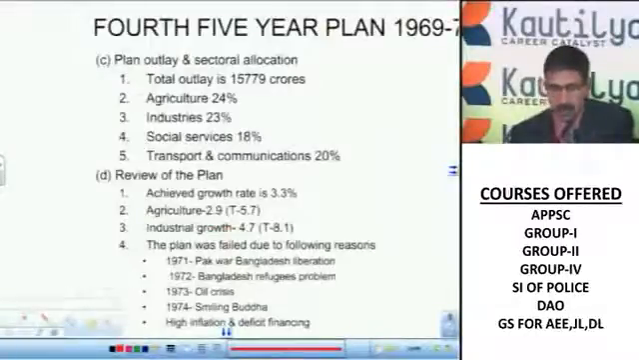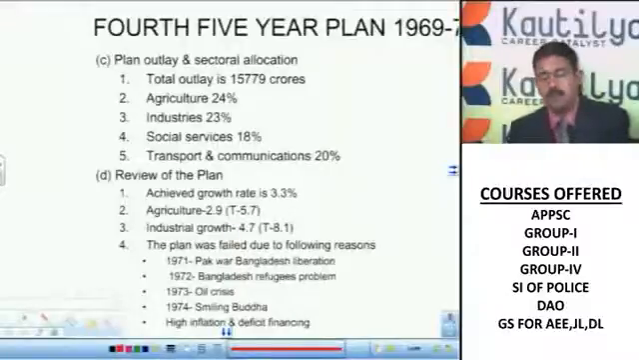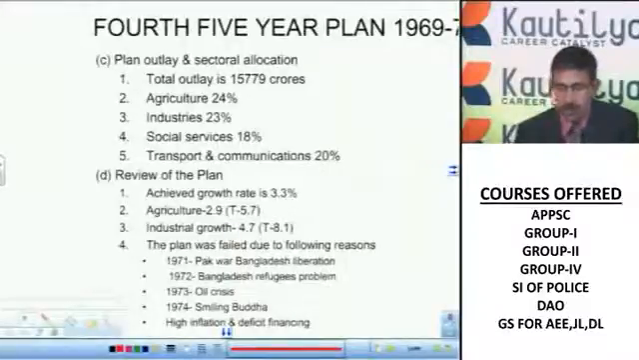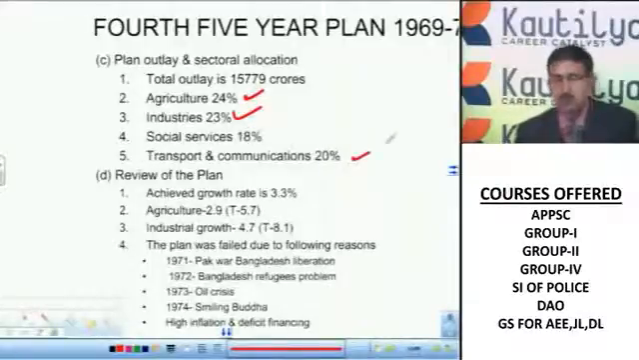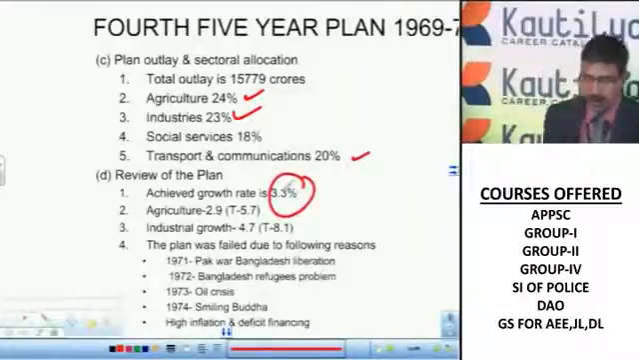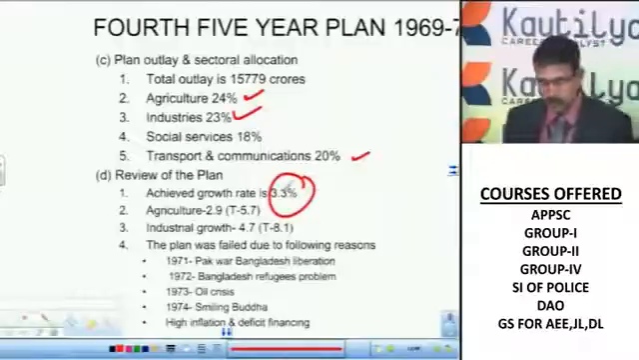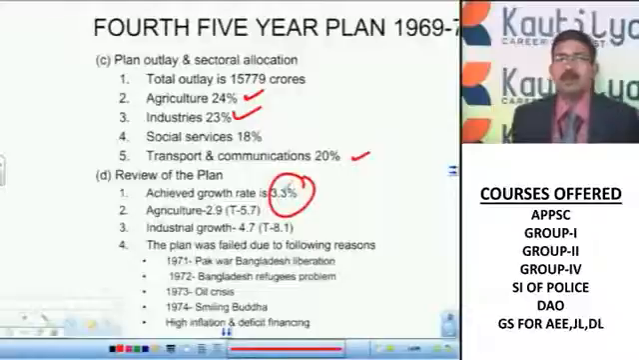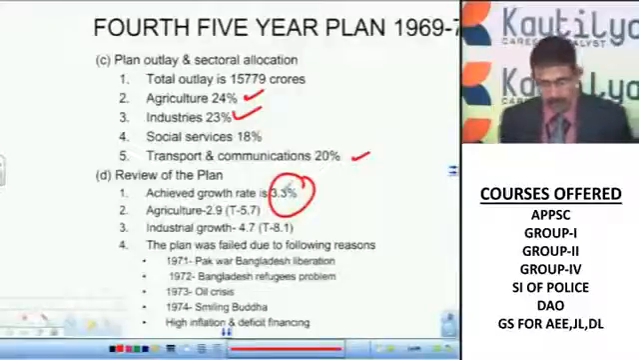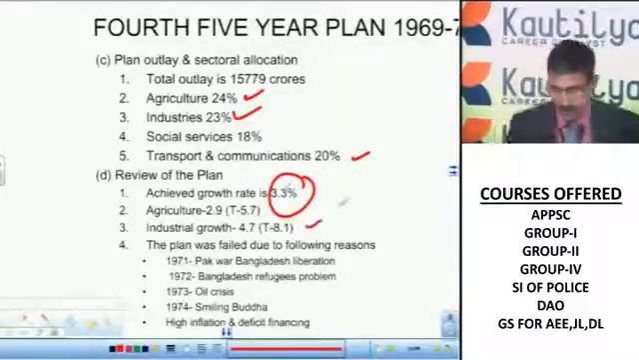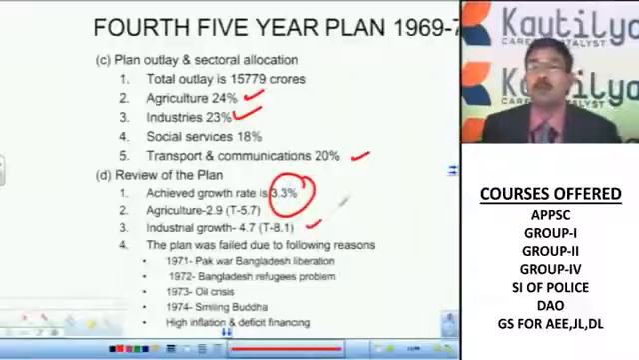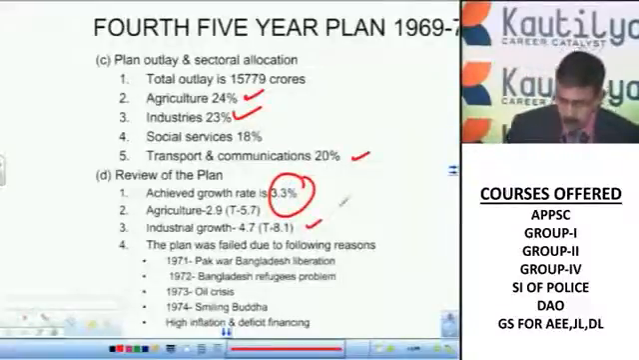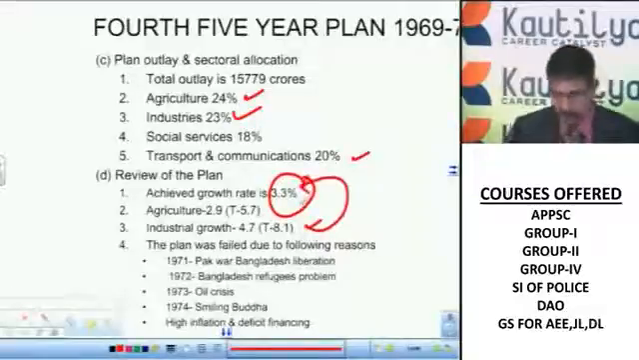Then the total outlay is 15,779. The top priority, top allocation, was given to agriculture, followed by industries, and then transport and communications. However, the achieved growth rate is only 3.3%. Why? Because two important sectors: the agriculture sector grew only by 2.9% against the target of 5.7, and industrial growth was only 4.7 against the target of 8.1. With these two, the growth rate fell to 3.3%.